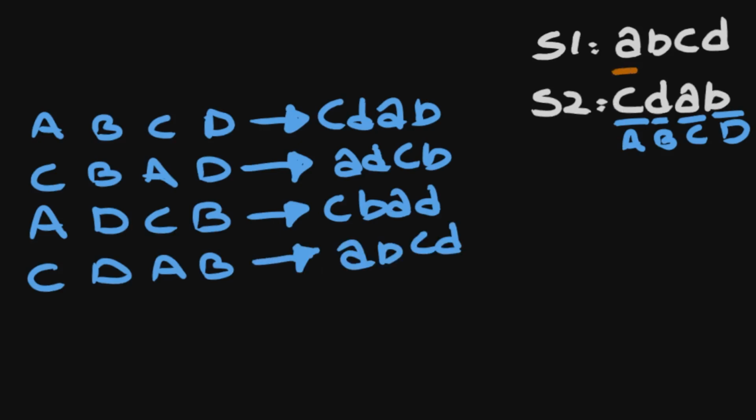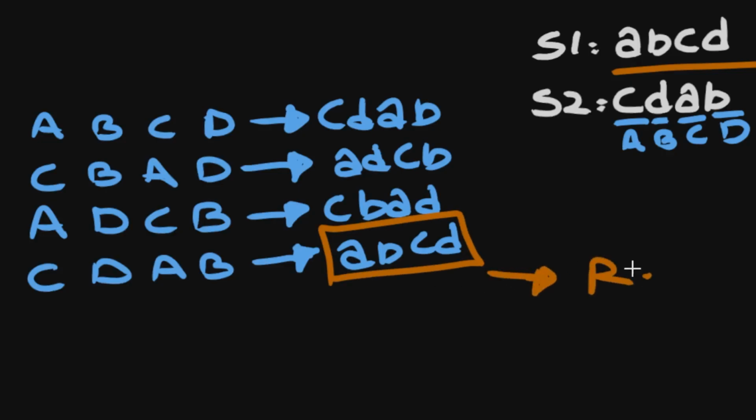And now we can check if we have string number 1 anywhere in these 4 strings. And we have A, B, C, D here. So at this point we can return true. And if we don't find this string here, we can return false instead. So with this in mind, now let's see how to code this up.